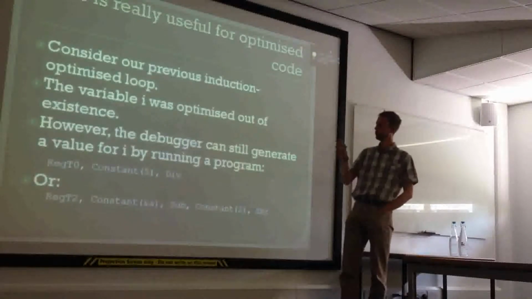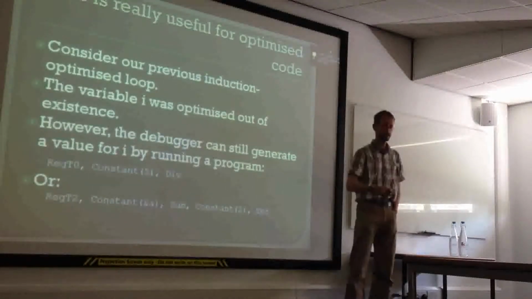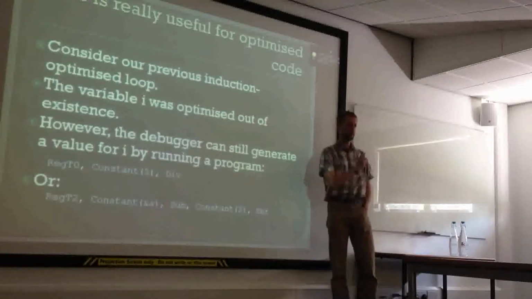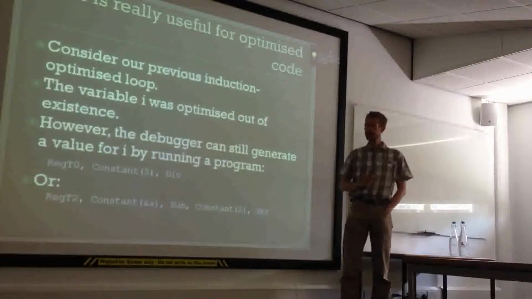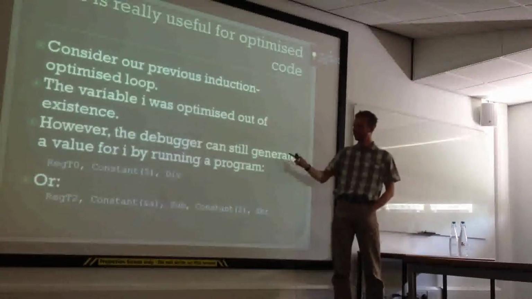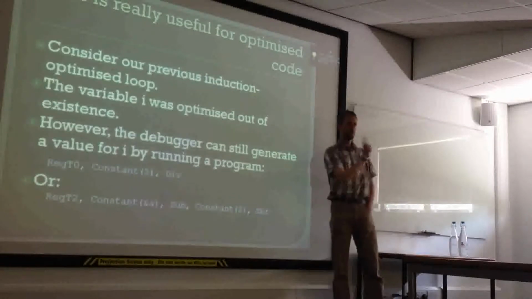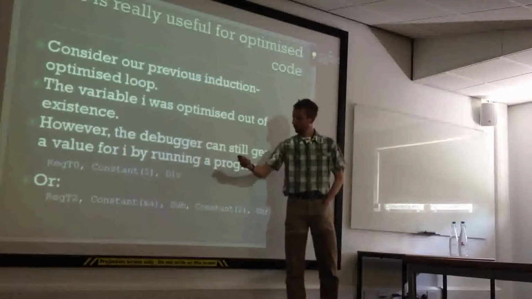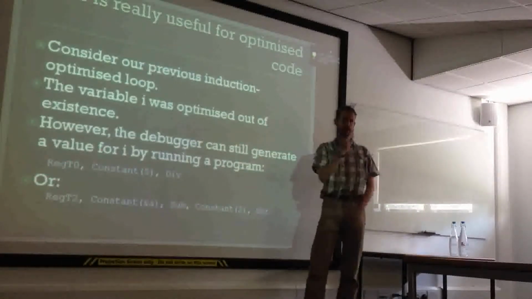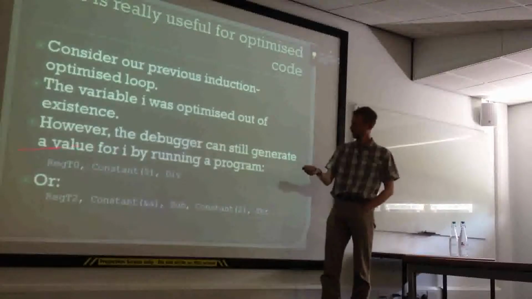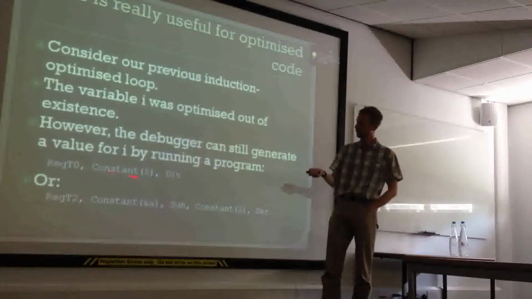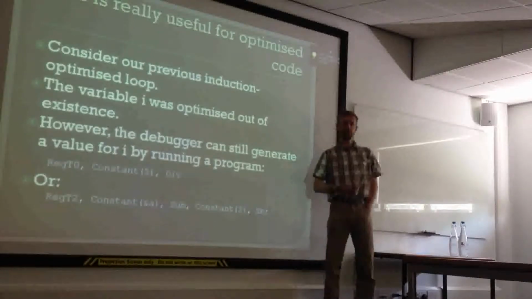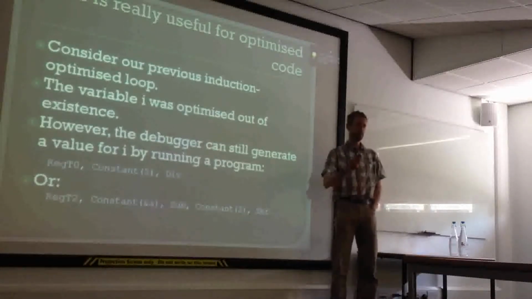This is really useful, this programmability. If we think about our induction optimized loop, we had a variable I, but we got rid of it. We optimized it away. But the debugger can still generate that value I, because it knows what the two other indexes were that were used to control the loop. So we could take the temporary that we've created, so that's going 0, 5, 10, 15, 20, and so on. We take that value, push it onto the stack, push the value 5, do a division, and hey presto, we create our variable I. So even though I doesn't have a physical existence, we can still work out what it is and present that to the user.